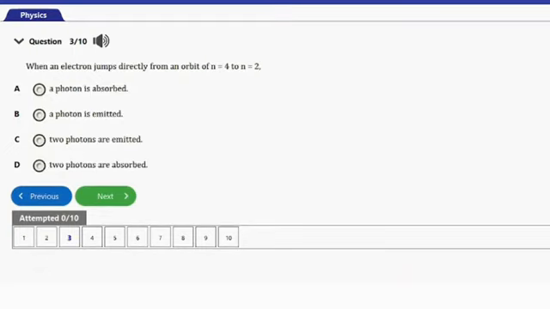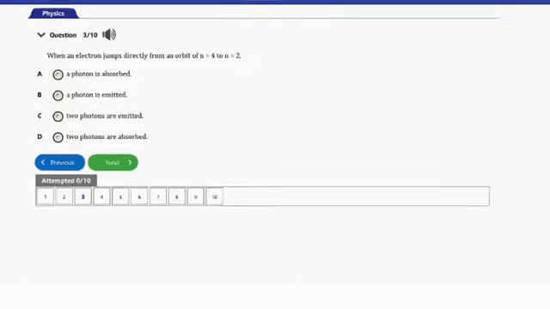So the next question we have here is question number 3. It says, when an electron jumps directly from an orbit of n equals 4 to n equals 2, A. A photon is absorbed. B. A photon is emitted. C. 2 photons are emitted. D. 2 photons are absorbed. So guys, the answer to this question is option B. A photon is emitted. And that's it for this question. Option B is the answer. So let's go ahead and consider the next question, guys.